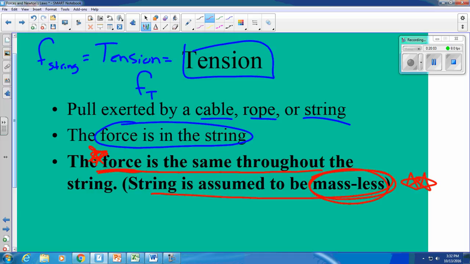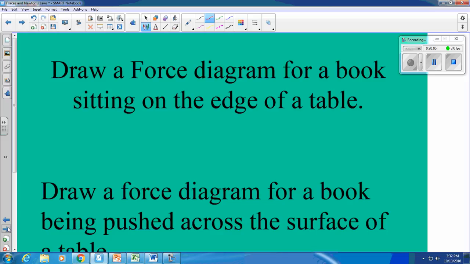So let's do a couple practice problems here. We're going to do a couple together, then I'm going to let you do a couple, and then I'm going to end with a problem. You're going to do the picture too and then calculate, and then we'll be done for the day, and you'll be able to get some work time here.